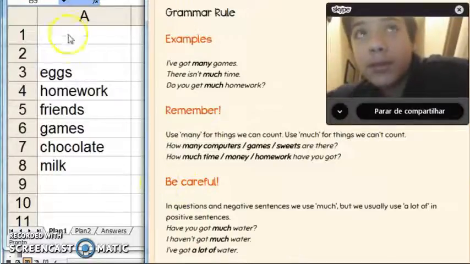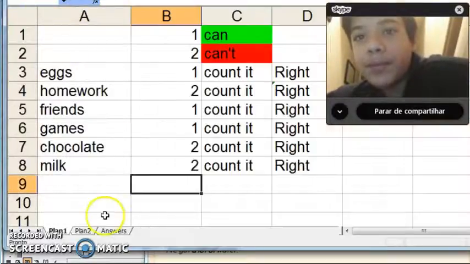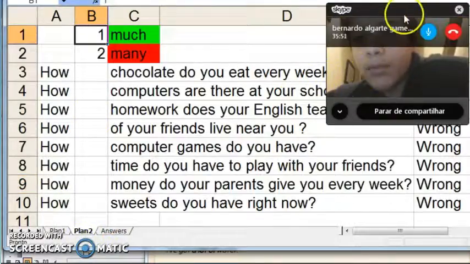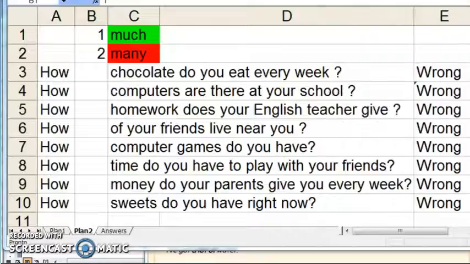No. So let's do some more exercises. So here we're going to use the words much and many, like we have been doing with count and cannot count. So we're going to put number 1 for much and number 2 for many. And by the end of the sentence, we will see if this is the right or wrong answer. Okay? Can you read the first sentence using much or many?